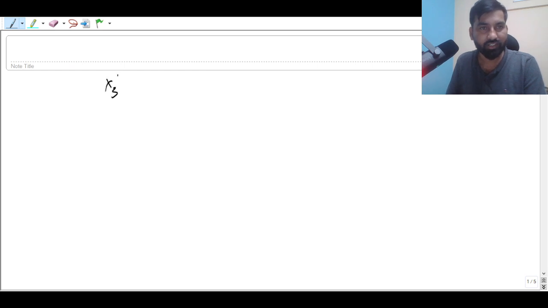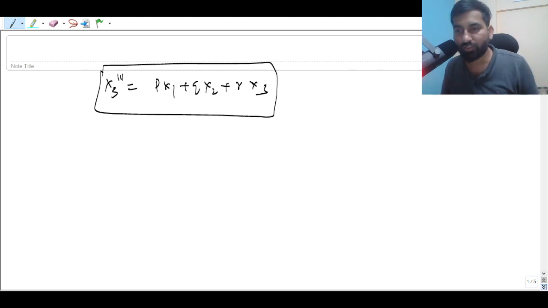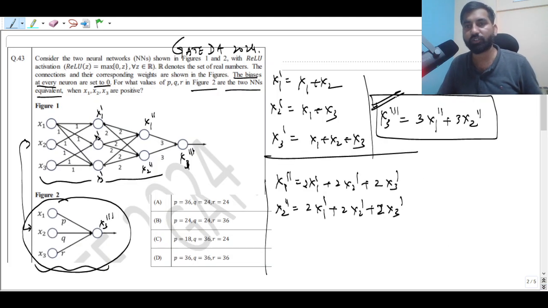So suppose we have to write x3 triple dash in terms of pqr. So p x1 plus q x2 plus r x3. Okay. Now we have to convert this equation, right? We have to convert this equation in terms of x1, x2, x3.